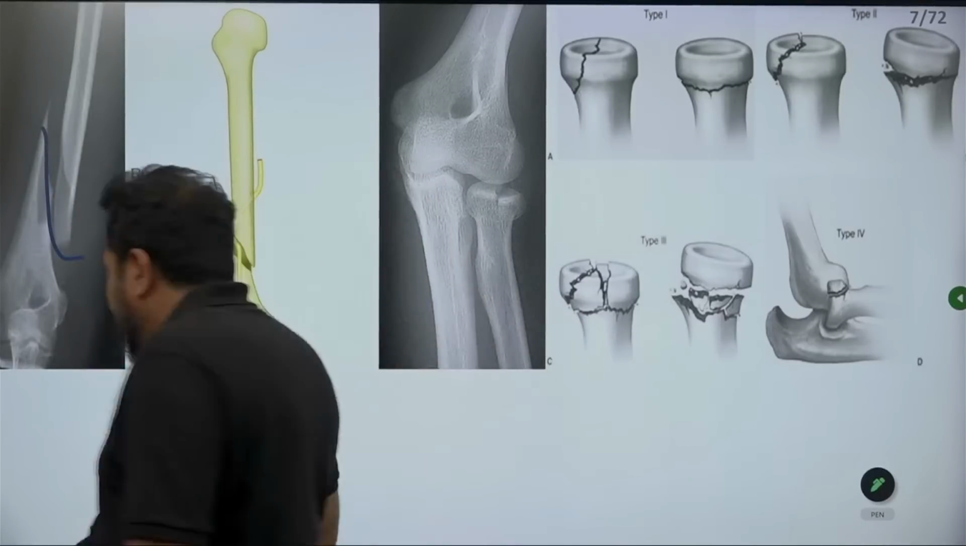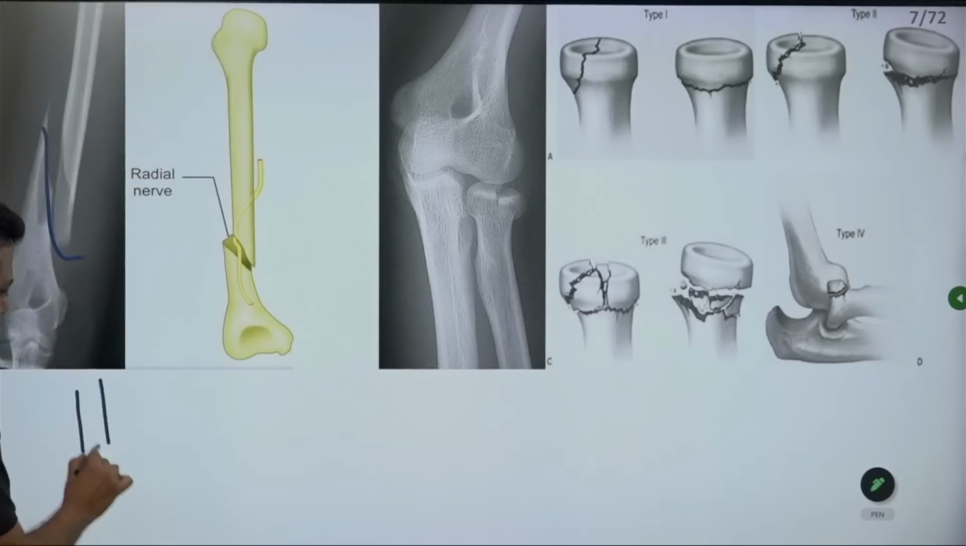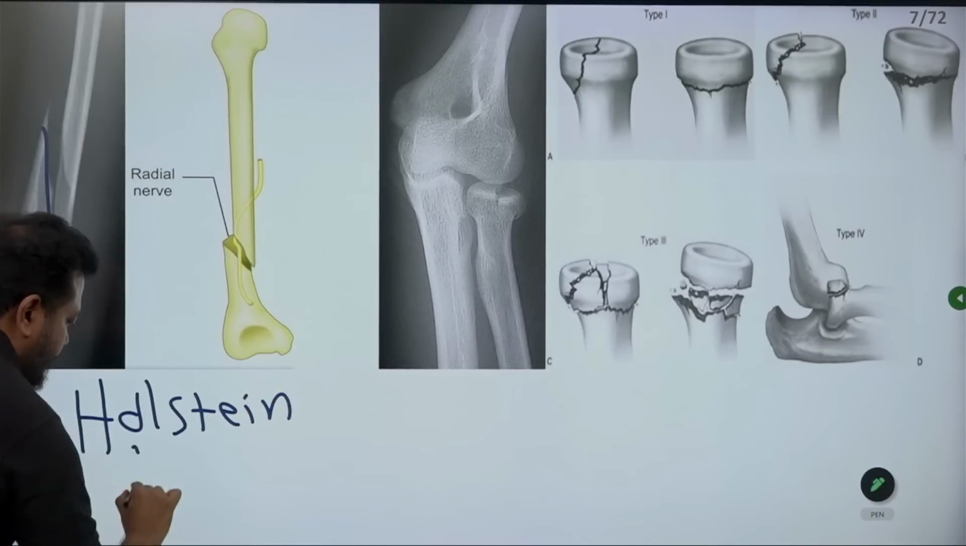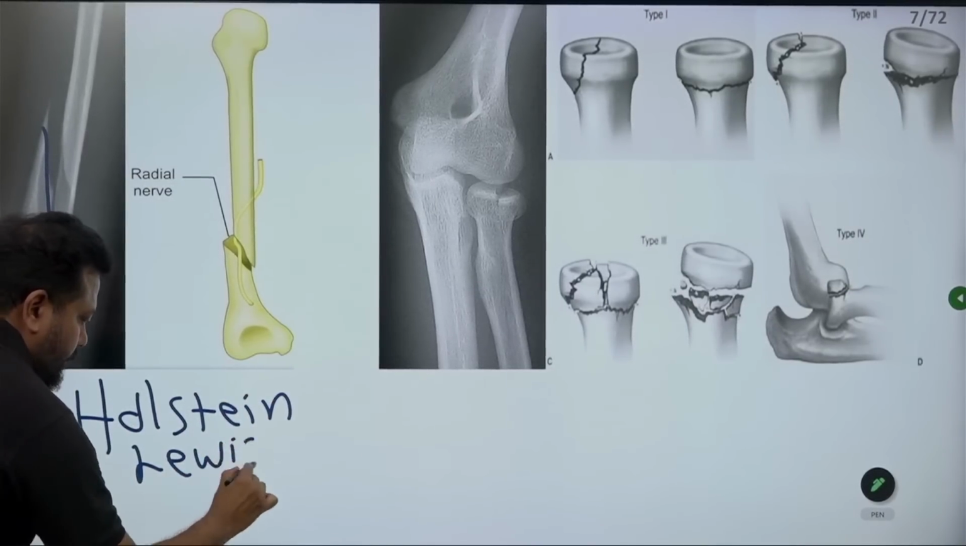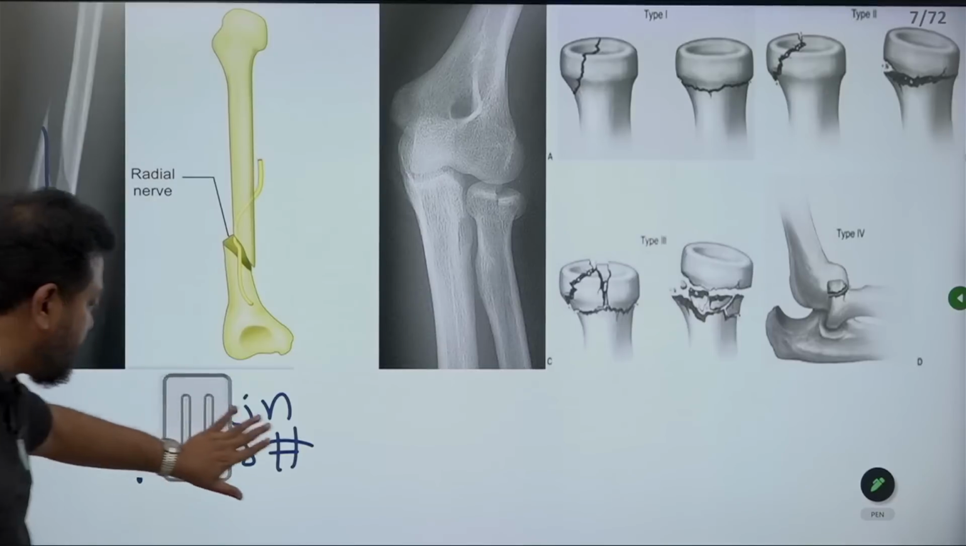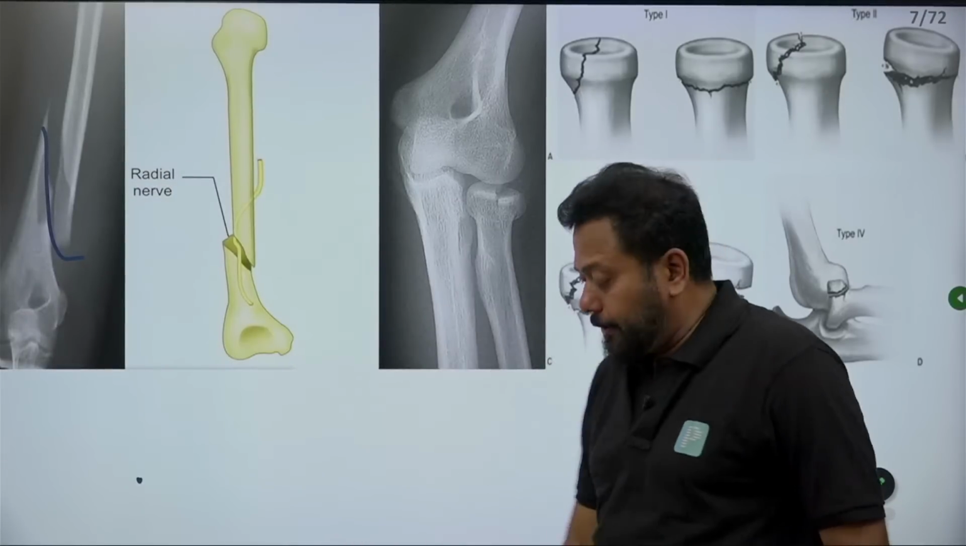And this fracture is classically called Holstein-Lewis fracture. It's called Holstein-Lewis fracture. Favorite question of NEET. What is Holstein-Lewis fracture? Distal third oblique or spiral fracture of the humeral shaft with entrapped radial nerve. That is called Holstein-Lewis fracture. Okay.